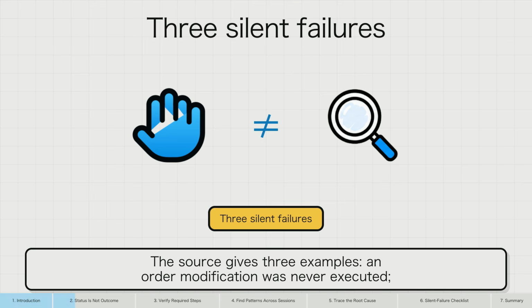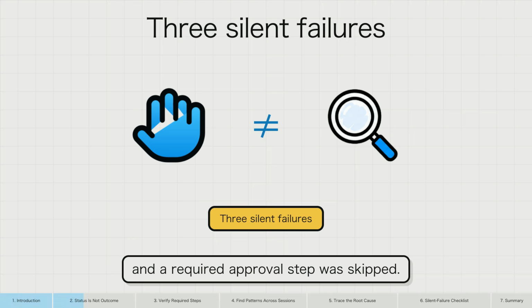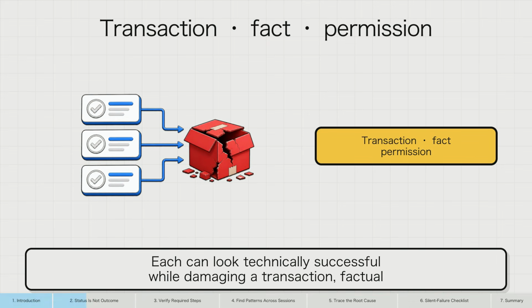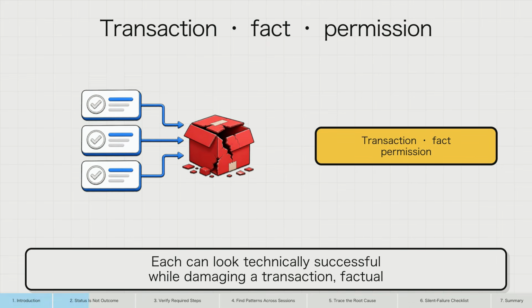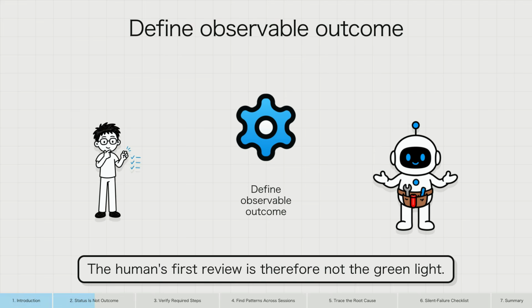An order modification was never executed. An agent said a product was in stock after the inventory API timed out. And a required approval step was skipped. Each can look technically successful while damaging a transaction, factual accuracy, or a permission boundary. The human's first review is therefore not the green light.